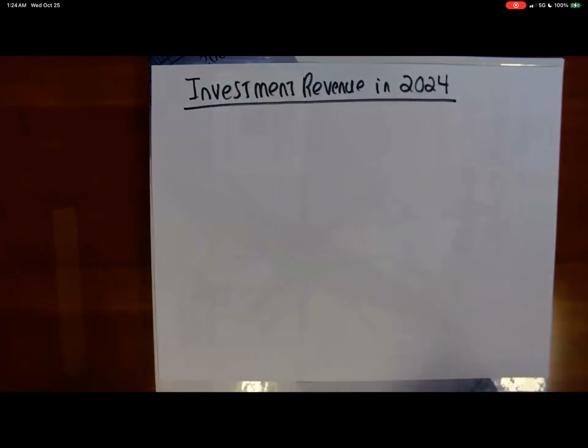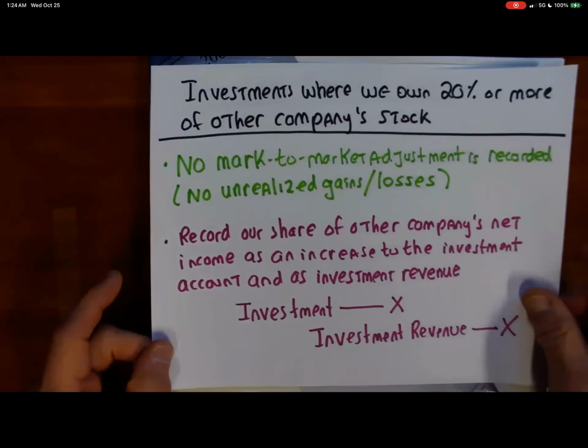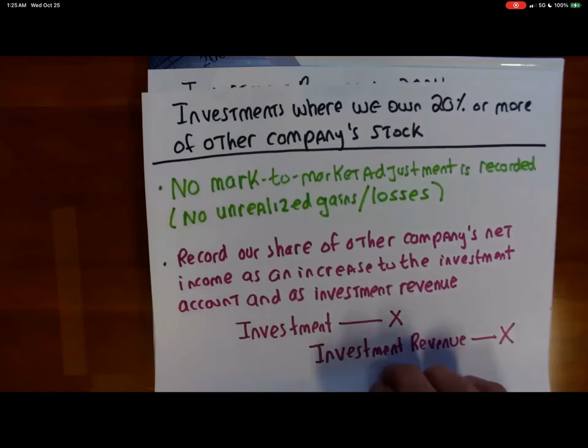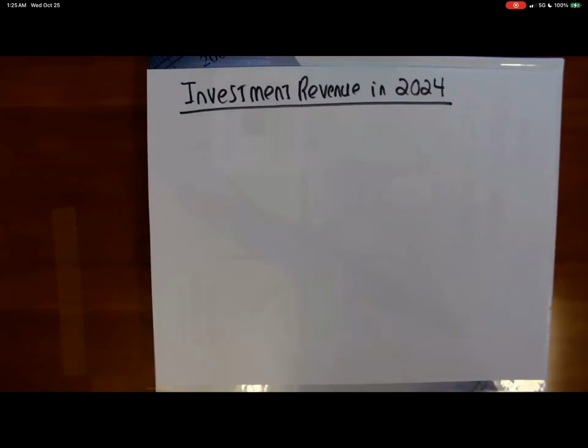And then I say, gee, where am I going to find this? Oh, maybe let's look at the stuff we wrote down. And what we wrote down was right here, the second bullet point. Record our share of their net income as an increase to the investment account and as investment revenue. So our share of their profits are recorded as investment revenue.